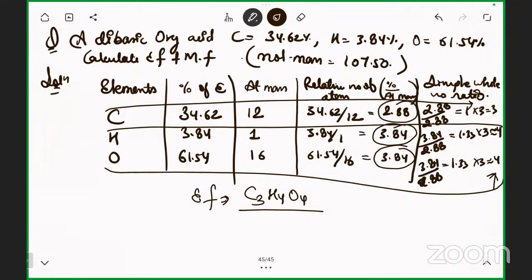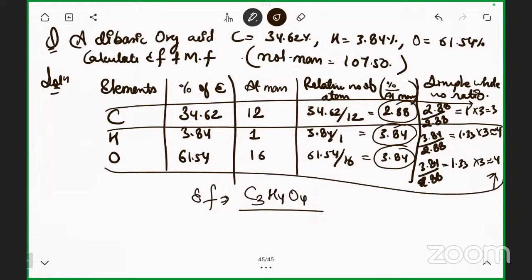Yes or no? First the elements, then the percentage, then the atomic mass. Divide percentage by atomic mass and you'll get the relative number of atoms. Then pick the smallest one and divide all the relative numbers of atoms by the smallest one. For converting into the whole number ratio, you multiply by a number. Sometimes you'll get whole number ratios directly. If you're not getting the whole number ratio, then multiply each term by the same number so that every number gets converted into a whole number.